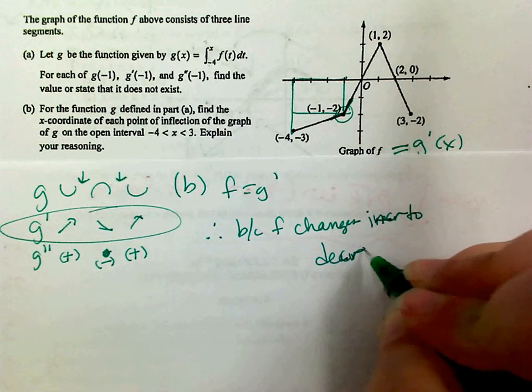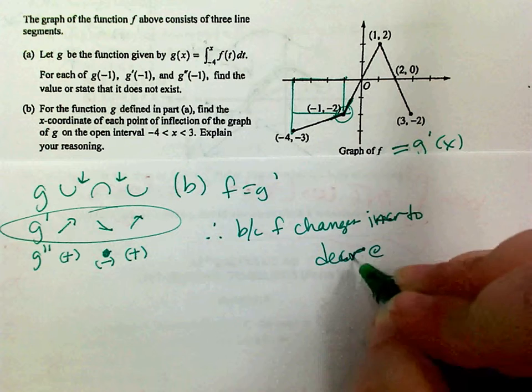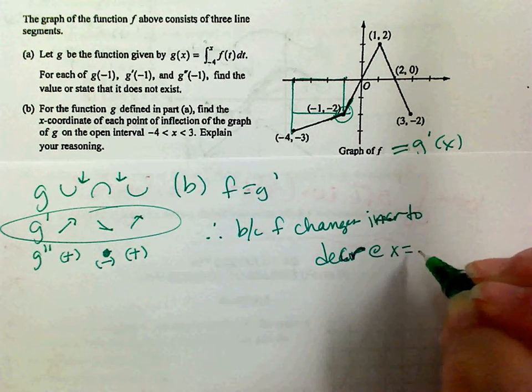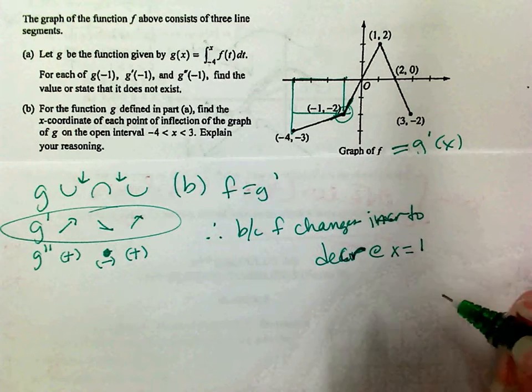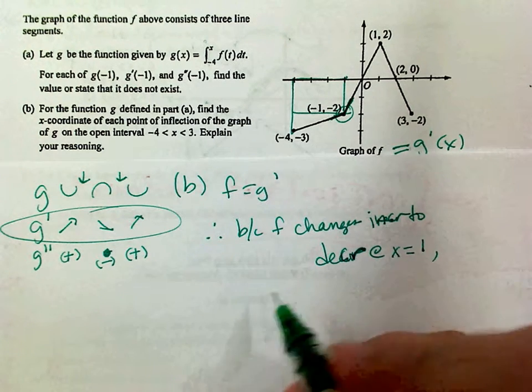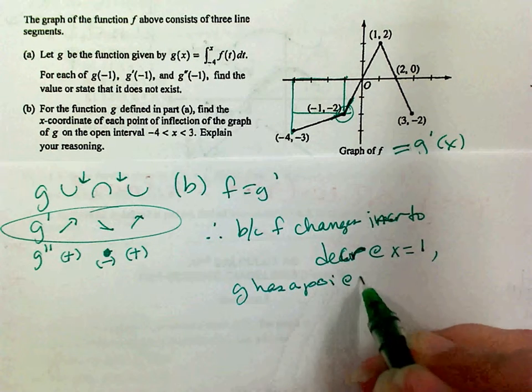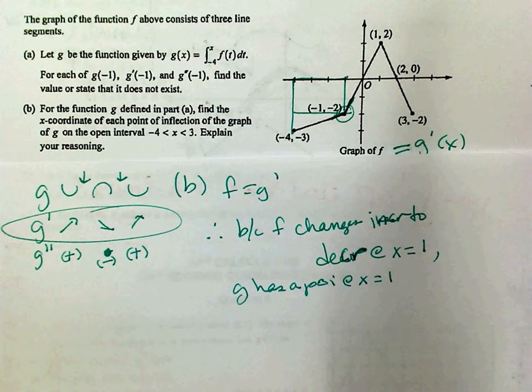At x equals what? At x equals 1, g has a POI at x equals 1. Does that make sense? Okay.